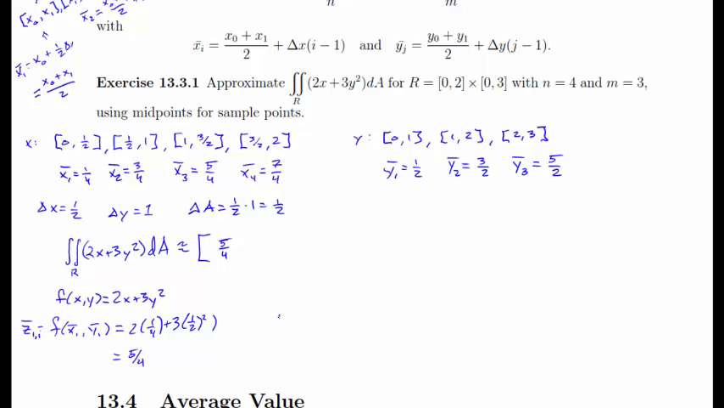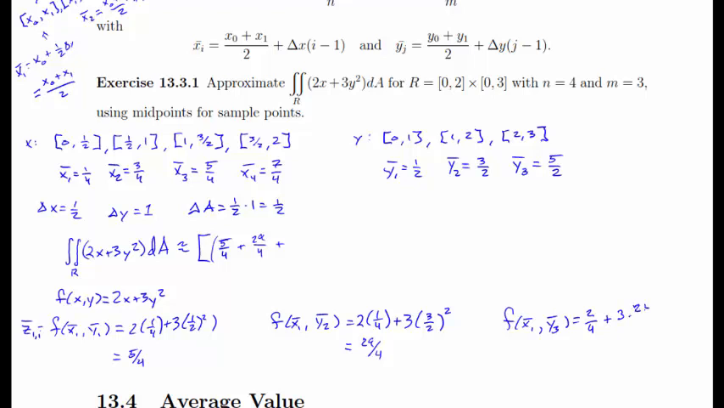We also are going to then do this for f of x1 bar comma y2 bar, which is 2 times 1/4 plus 3 times 3/2 squared, and this equals 1/2 plus 27/4. I want to write this as 2/4 plus 27/4 is 29/4. I am going to leave that, and I'm going to do this for all 3 of the y values. So then we have f of x1 bar comma y3 bar is going to be 2/4 plus 3 times 25/4, 75, 79/4.